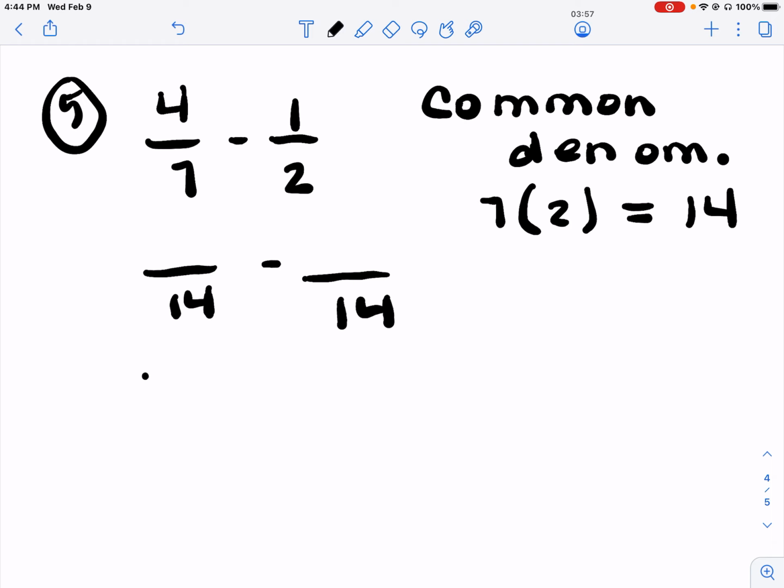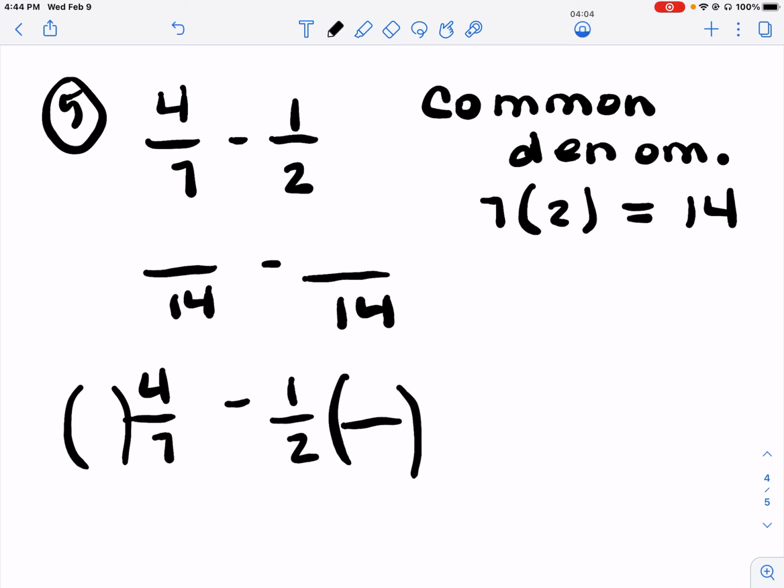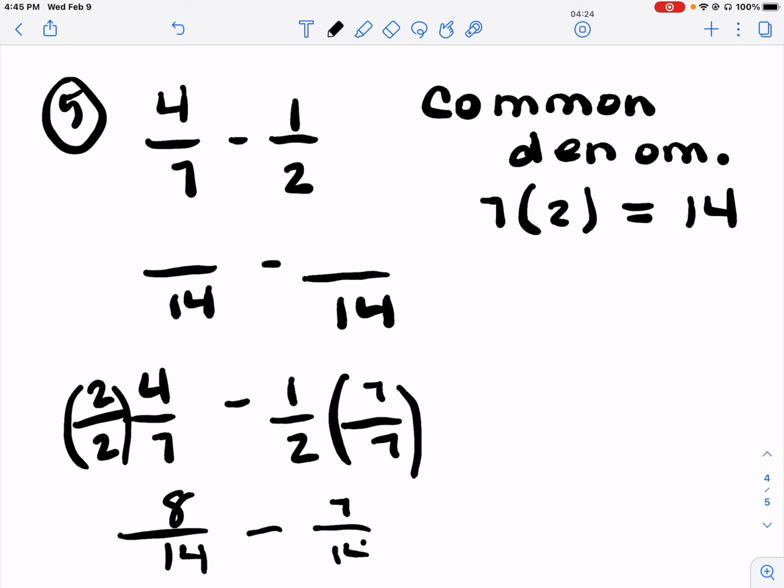Okay, so we've got 4 over 7 and 1/2. And we want those both to be 14 on bottom. So 7 times 2 is 14. 2 times 4 is 8. On the right, 2 times 7 is 14. 1 times 7 is 7. 8 over 14 minus 7 over 14 is 1 over 14.